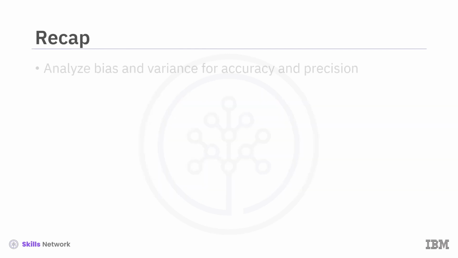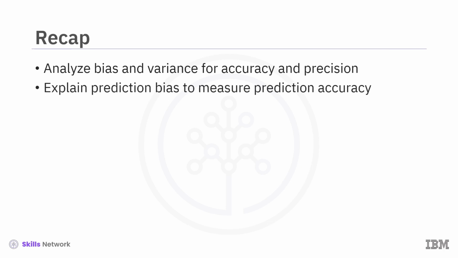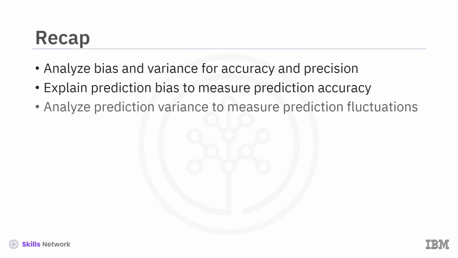In this video, you'll learn to analyze bias and variance and how they impact accuracy and precision. Explain prediction bias and how it measures the accuracy of predictions. Analyze prediction variance to measure how much a model's predictions fluctuate. Explain the bias-variance trade-off and how bias and variance change as your model becomes more complex.